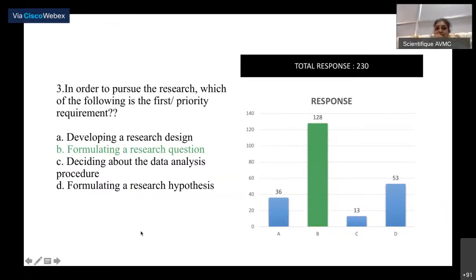In order to pursue the research, which of the following is the first and the priority requirement we have discussed. The research question is the primary thing, the problem. You should have a strong problem in your mind, then only everything will go. Based on the problem or the question, you develop the hypothesis, aims and objectives, methodology. So basically everything comes from the research question or the research problem. And 128 people have given the correct answer. That is good. Next.